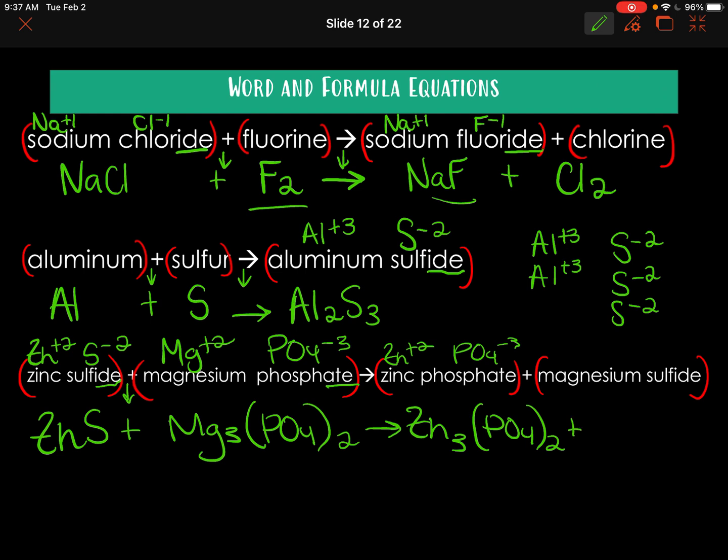Okay. Then my last one, magnesium sulfide. Magnesium is a +2, Mg +2. And then sulfide, again -ide, that's just sulfur, -2. So that's going to be MgS. Okay. So I'm going to skip the last 2 examples on the PowerPoint, but this is how you write formula equations from word equations. So again, you'll have a quiz on this 2 class periods from now, so please be studying for that quiz.